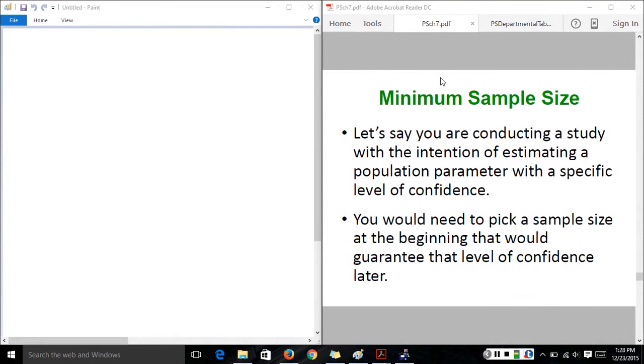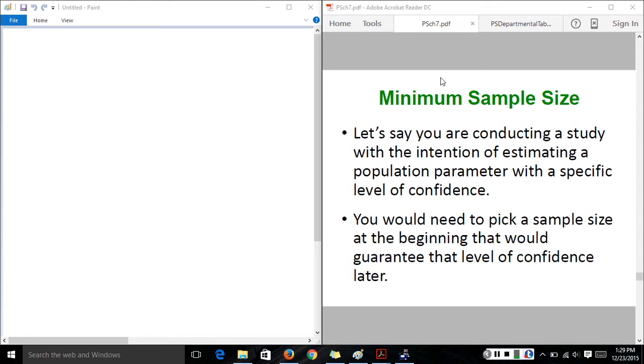Well, let's say you're conducting a study with the intention of estimating a population parameter with a specific level of confidence. In other words, you're going to do some research, and at the end you'd like to be able to make a confidence interval for the population parameter, maybe population proportion or population mean, and you want a particular level of confidence for this confidence interval.